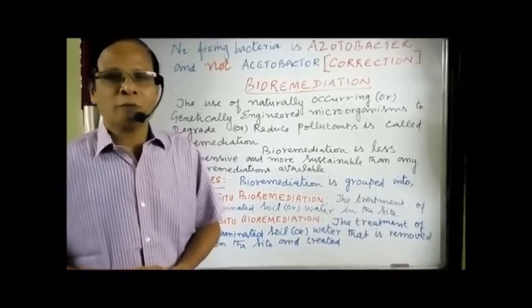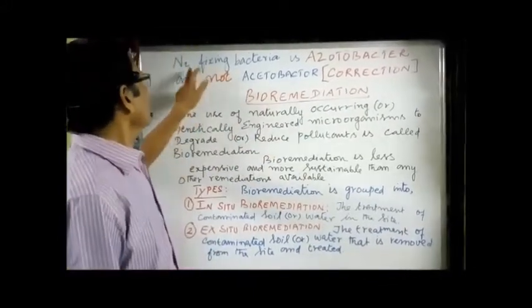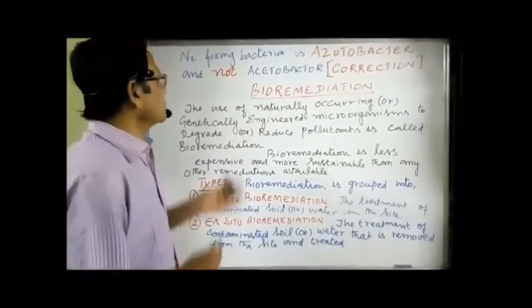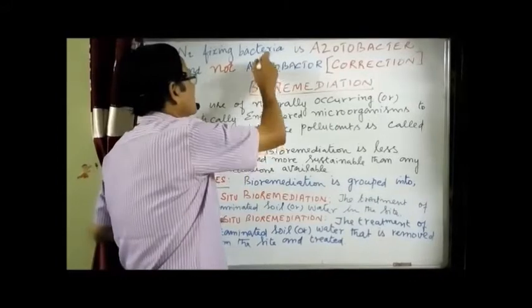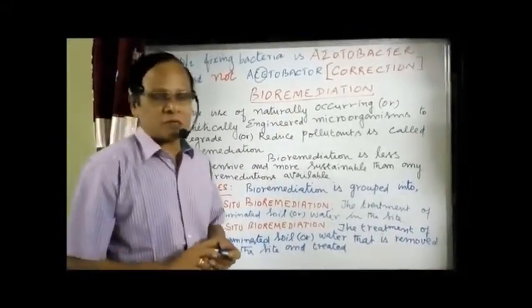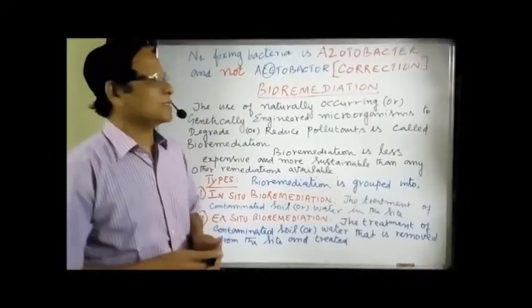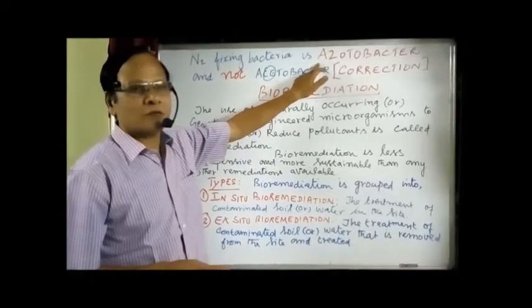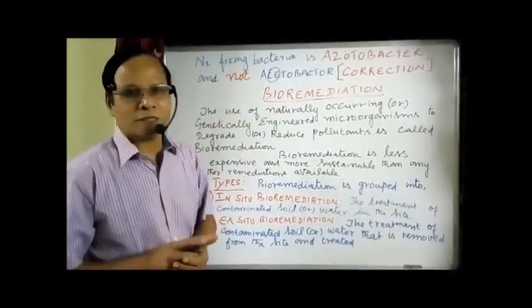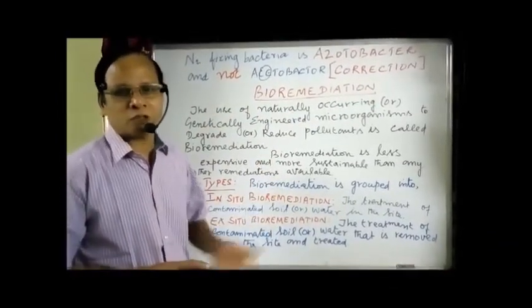I mentioned one of the bacteria, Acetobacter. Now, the nitrogen fixing bacteria is Azotobacter and not Acetobacter. Acetobacter is responsible for the production of acetic acid. Azotobacter is a free-living bacterium responsible for fixing atmospheric nitrogen, and it is not Acetobacter. Make a correction. That was a mistake.